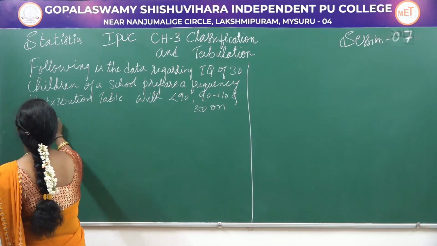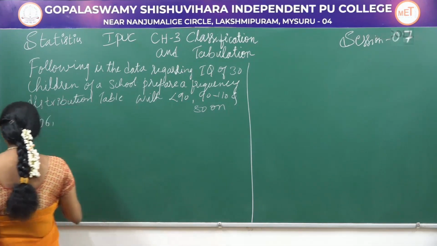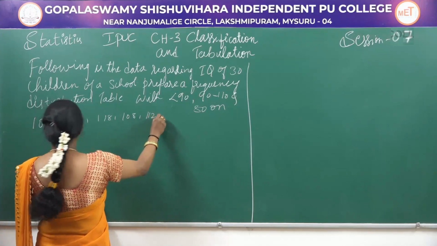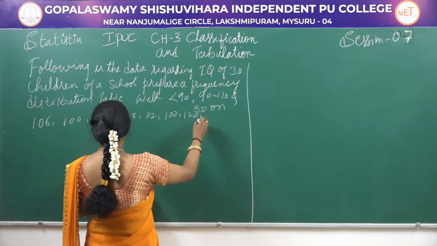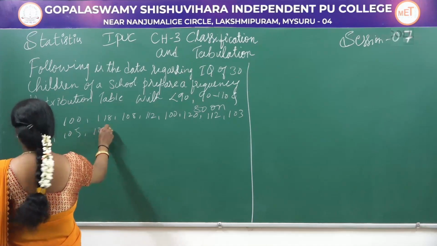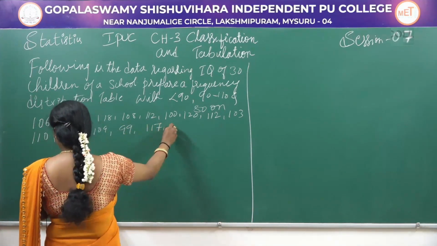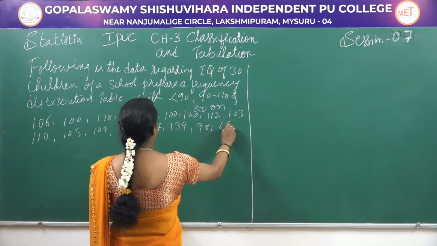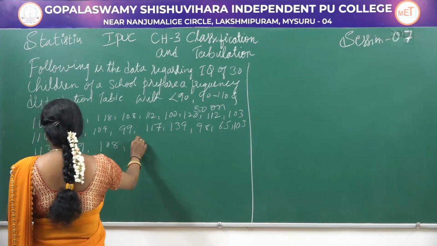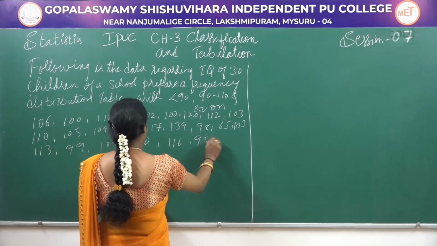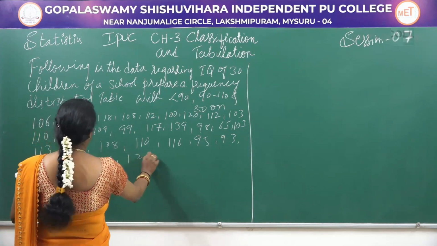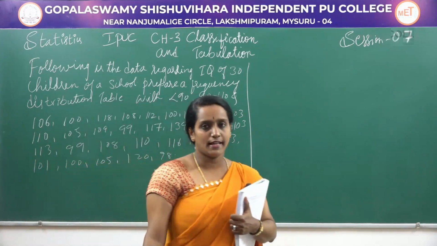Data is like this: 106, 100, 118, 108, 112, 100, 120, 112, 103, 110, 105, 109, 99, 117, 139, 98, 65, 103, 113, 99, 108, 110, 116, 95, 93, 101, 100, 105, 120, 98. So this is the data they have given.